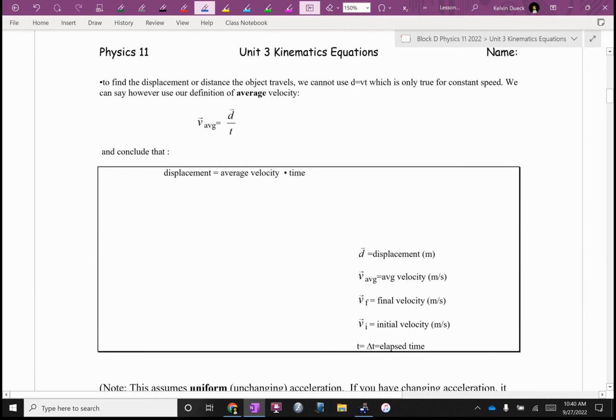To find the displacement an object travels, we can't use this. Don't write that down. That only works for a constant speed, not a changing speed. What we can use is this, d equals v average times t. That's what I'm going to write in this box right here, but write it small, d equals v average times t, because I'm going to take that one step further, and I'll write my final equation larger.